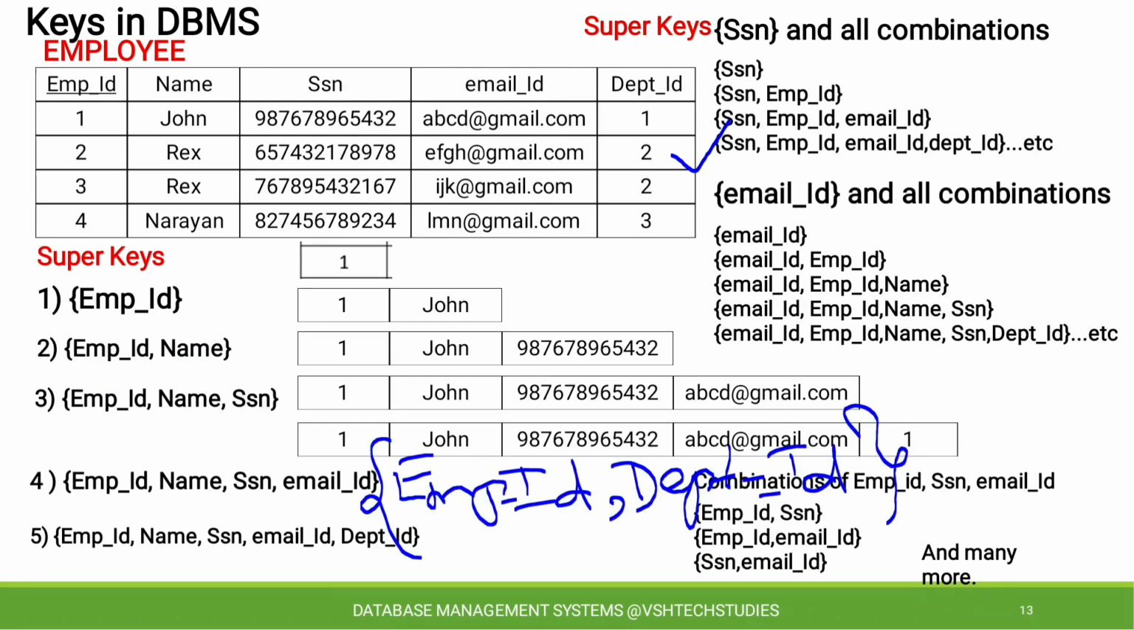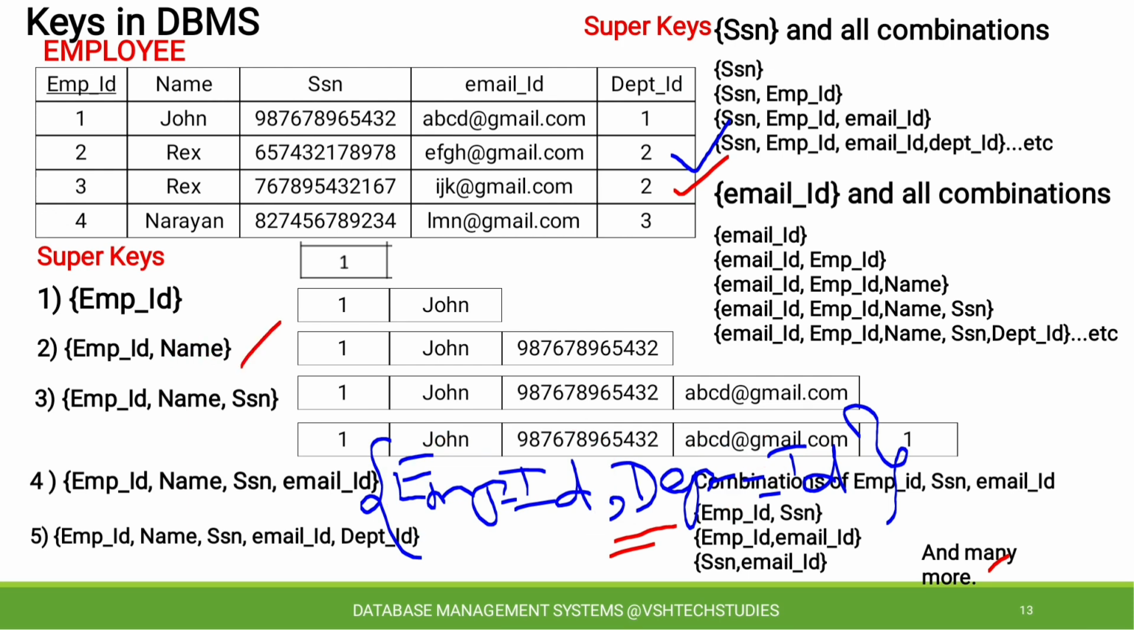And one more super key which we have not listed, which is there in the and many more section, that is EMP ID comma DEPT ID. This super key, if you remove the department ID attribute, only with EMP ID alone we can identify any row uniquely here. So in this, name attribute is unnecessary and here DEPT ID is unnecessary. That is the second property of super keys. The first property is it can uniquely identify any row in a table. Second property is it may have some unnecessary attributes, which are called redundant attributes.